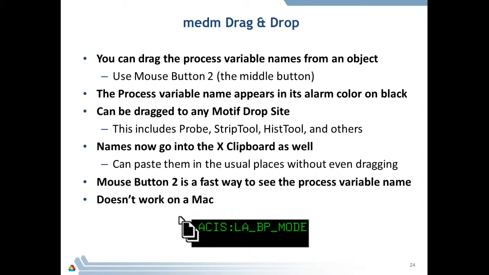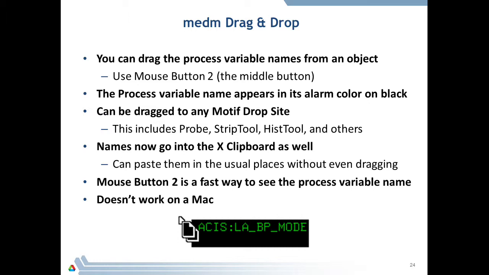There's a way you can get the name of a process variable on the display that's assigned to an object or a monitor or a controller, and that's to use the middle mouse button. You just hover over the item on the display, middle click on the button, and what will appear is the name of the process variable, and it'll show what the alarm level setting is. For example, here we have ASUS LAP mode, BP mode. So you can drop this value into any Motif widget.